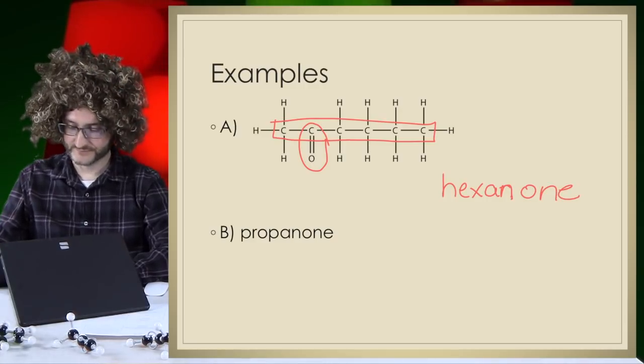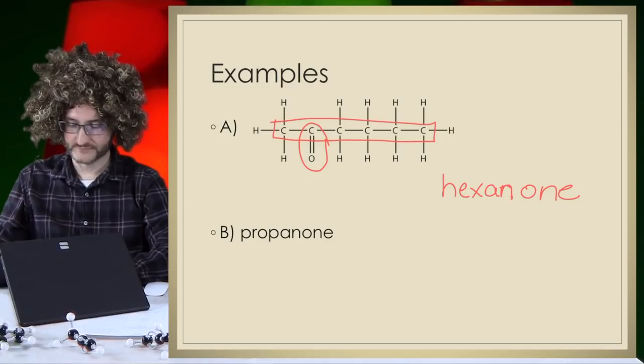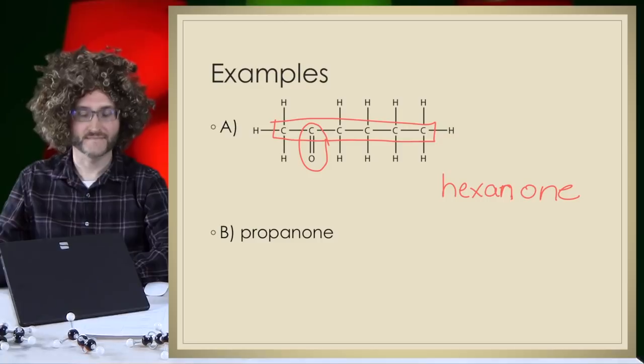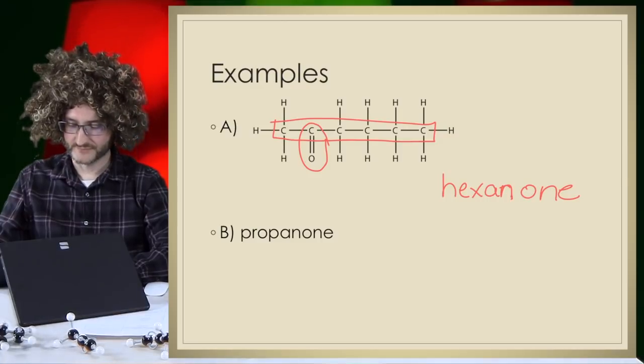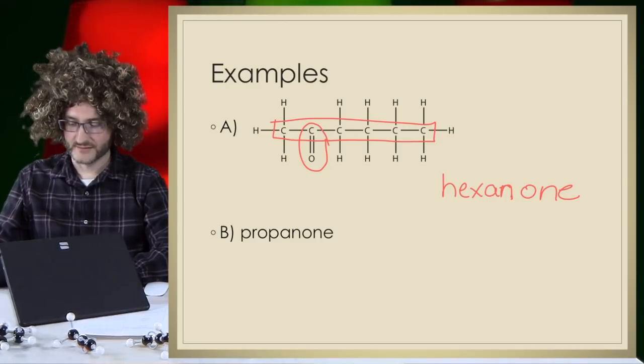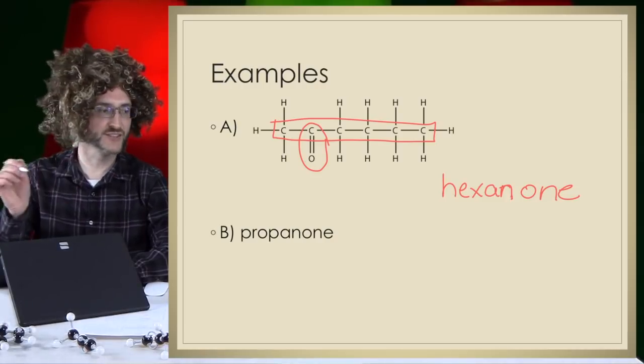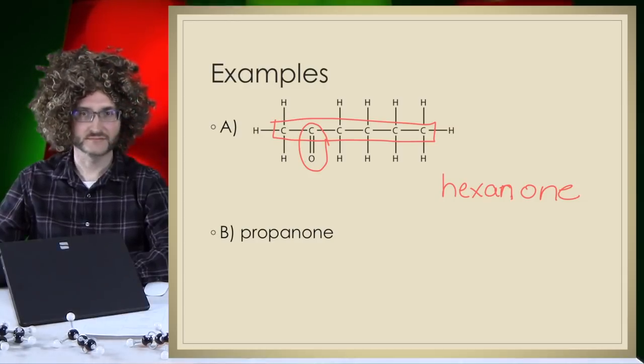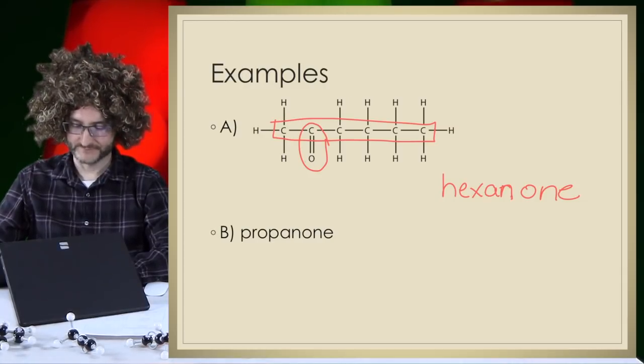Very good. Now, we should bring up at this point that we're not going to drop the A-N, and a lot of students make that mistake. The A-N still tells us something. That tells us that this has all single bonds, so every part of the name tells us something. Hexanone, not like hexone or something like that. Students commonly drop that A-N, and don't do that. Drop only the E.